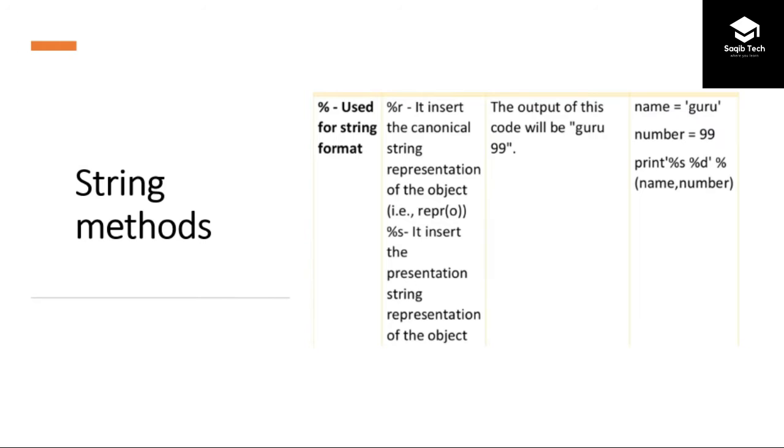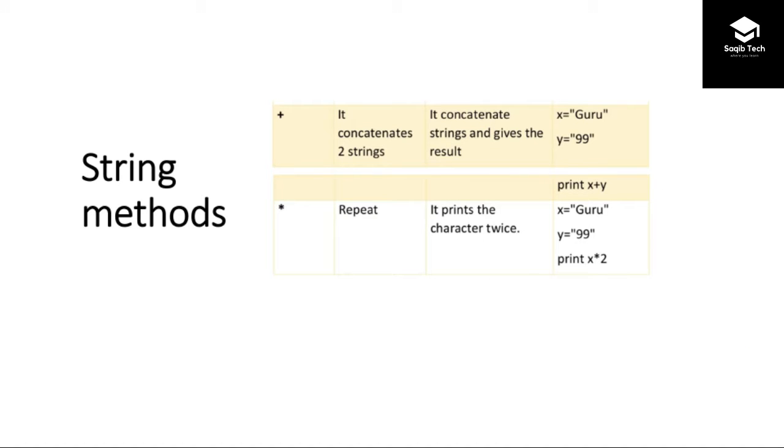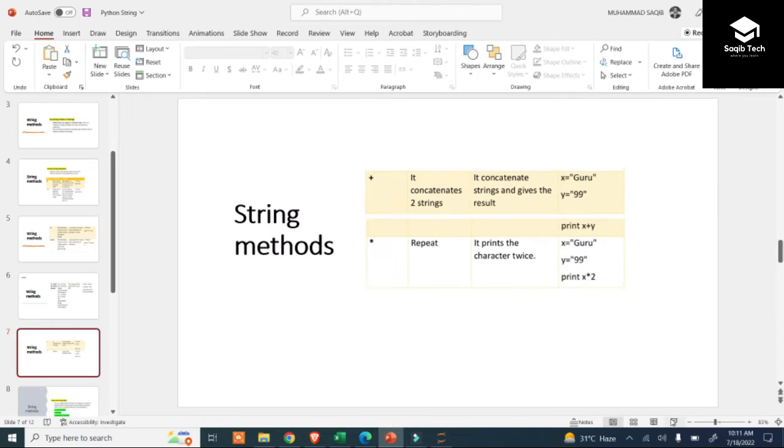Okay. Next one is the percentage sign used for formatting. If you know the C programming language, you know that %d, %f, %s are used to format the string. For example, if you want to print a string, you will use %s. If you want to print a number, you will use %d. These are identifiers for the print statement. And next one is plus, and the one after that is star. These are very important. Let's check it by doing.